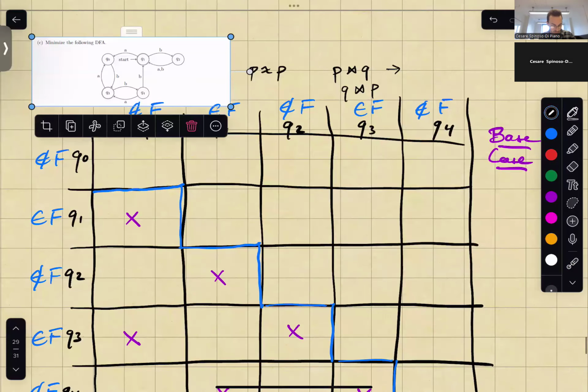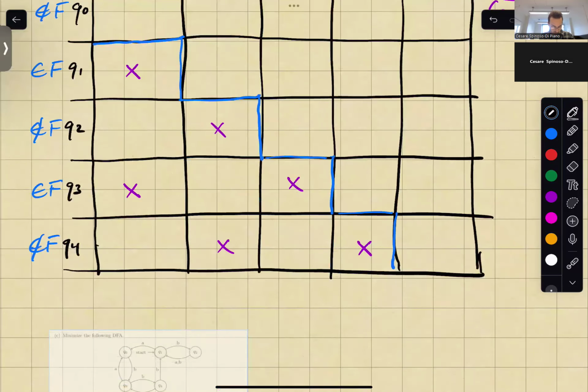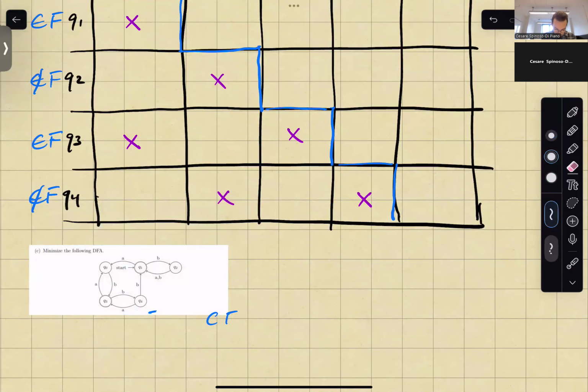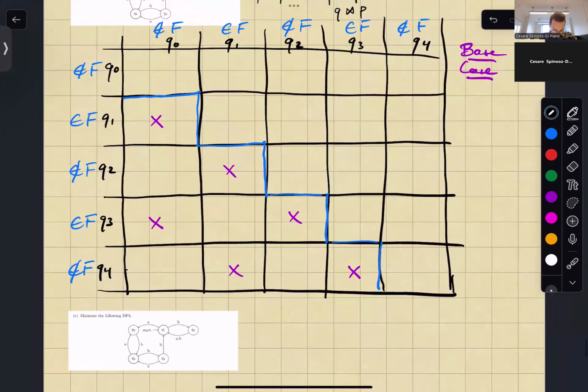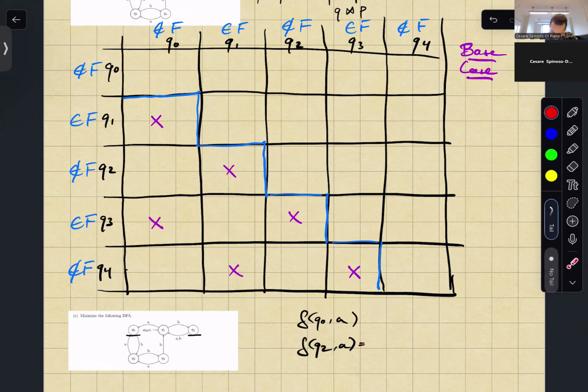Let me recopy this. Okay, so I'm recopying this, and I'm looking at my table. So I'll do Q naught and Q2. So delta Q naught and delta Q2 when reading an A. Delta of Q2 when reading an A, I go to Q1, right? And delta of Q naught when reading an A. Okay, I see. So it looks like there's a transition missing here.